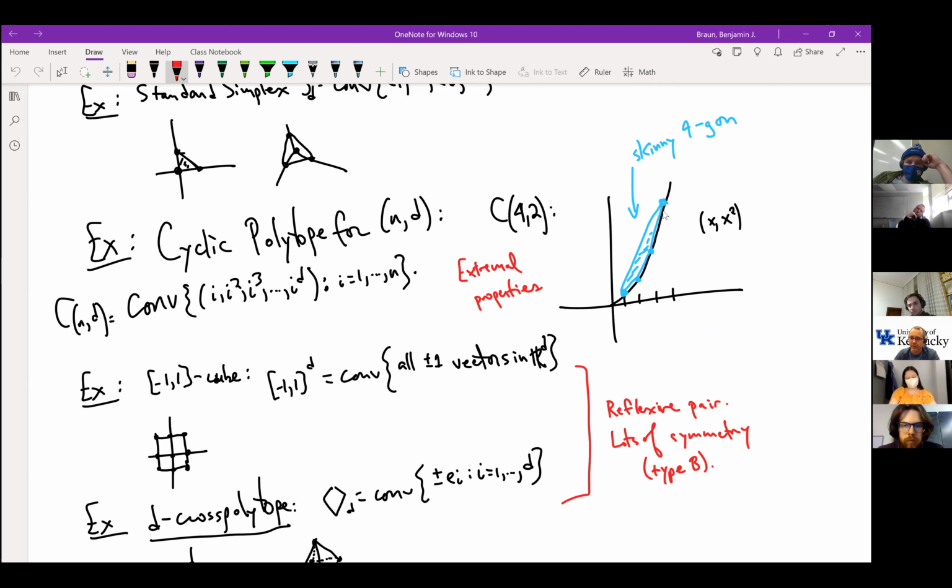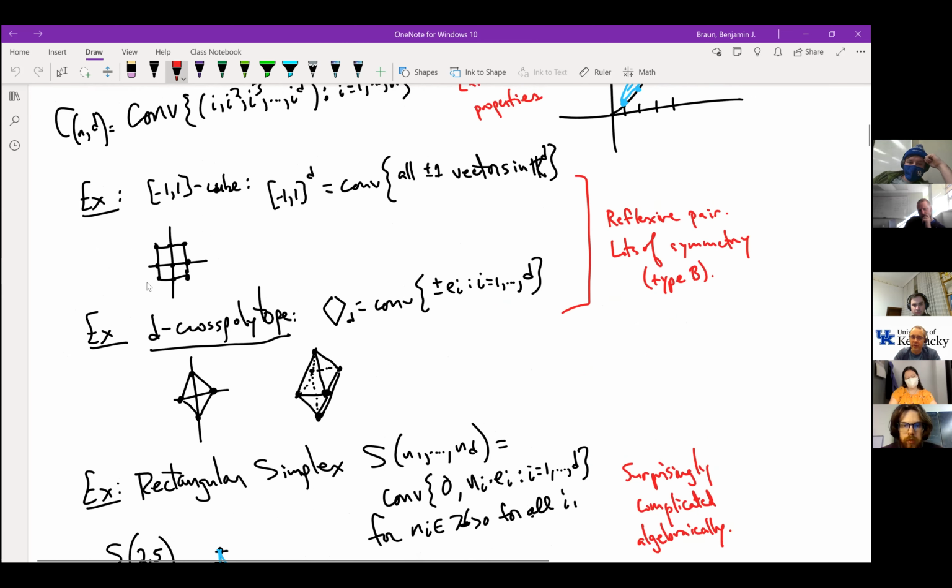So for example, here is the two-dimensional cyclic polytope with 4 vertices. So I have the point (x, x squared). So this is the points (1,1), (2,4), (3,9), and (4,16). And if I take the convex hull of those 4 points, I get this kind of skinny quadrilateral. Right? And the reason why cyclic polytopes are of interest is because they have a lot of very important extremal properties. This curve, the moment curve, places these points in very general position. And so somehow it's extremal in many regards.